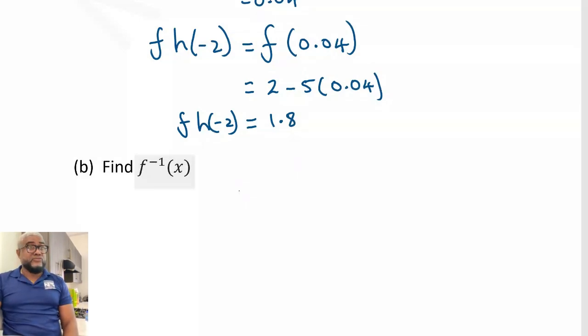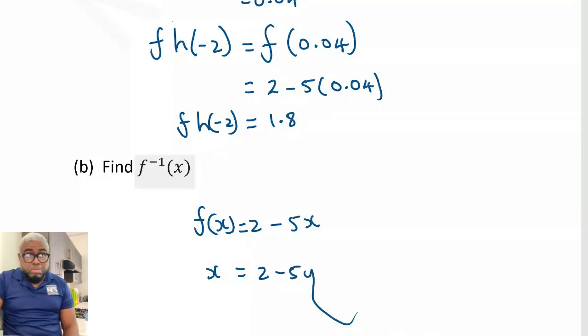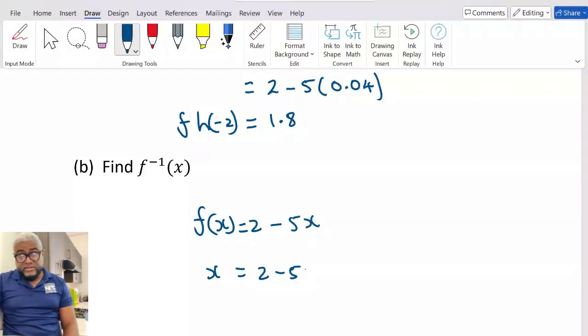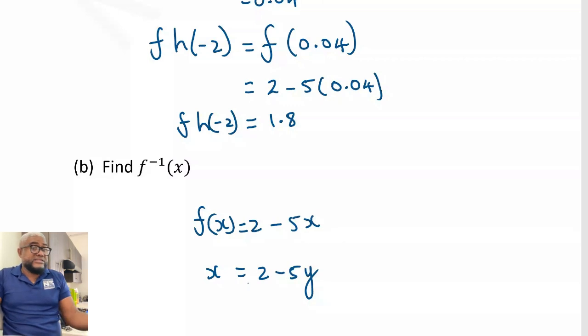Everybody should have that. Let's write what our function is first. What is f of x, my children? It was 2 minus 5x, right? Need to put my equal sign here. Step 1, when I need to find my inverse, is to replace f of x with y and replace x with y. Then what I need to do next, my children, is make y the subject.